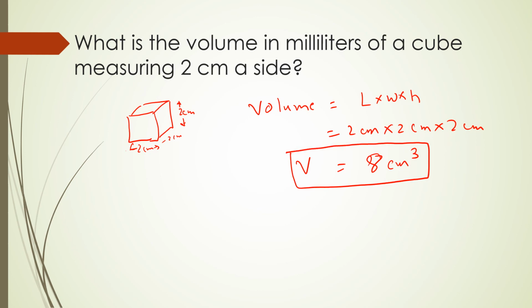Now, however, we want our answer to be in milliliter, and we know that 1 centimeter cubed is equal to 1 mL. So in other words, centimeter cubed is the same as saying milliliter. So our volume is equal to 8 milliliters.